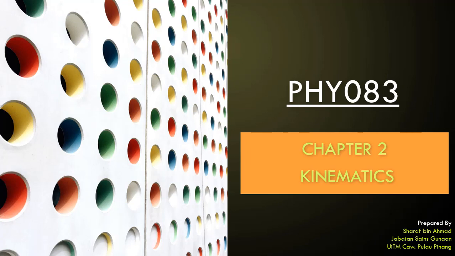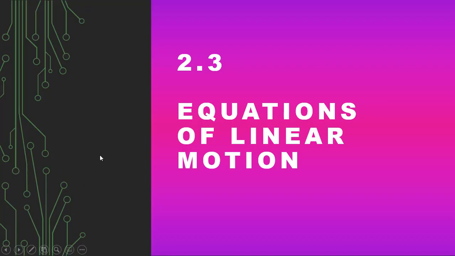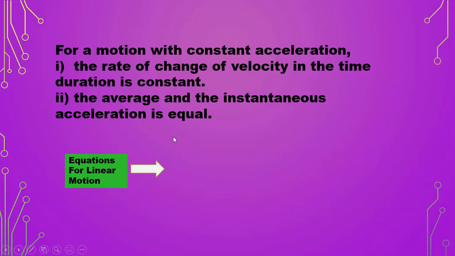Okay, let us continue our discussion on chapter 2, kinematics. Now we are in part 3, that is equations of linear motion. For linear motion we will touch on one specific type of motion, that is motion with constant acceleration.